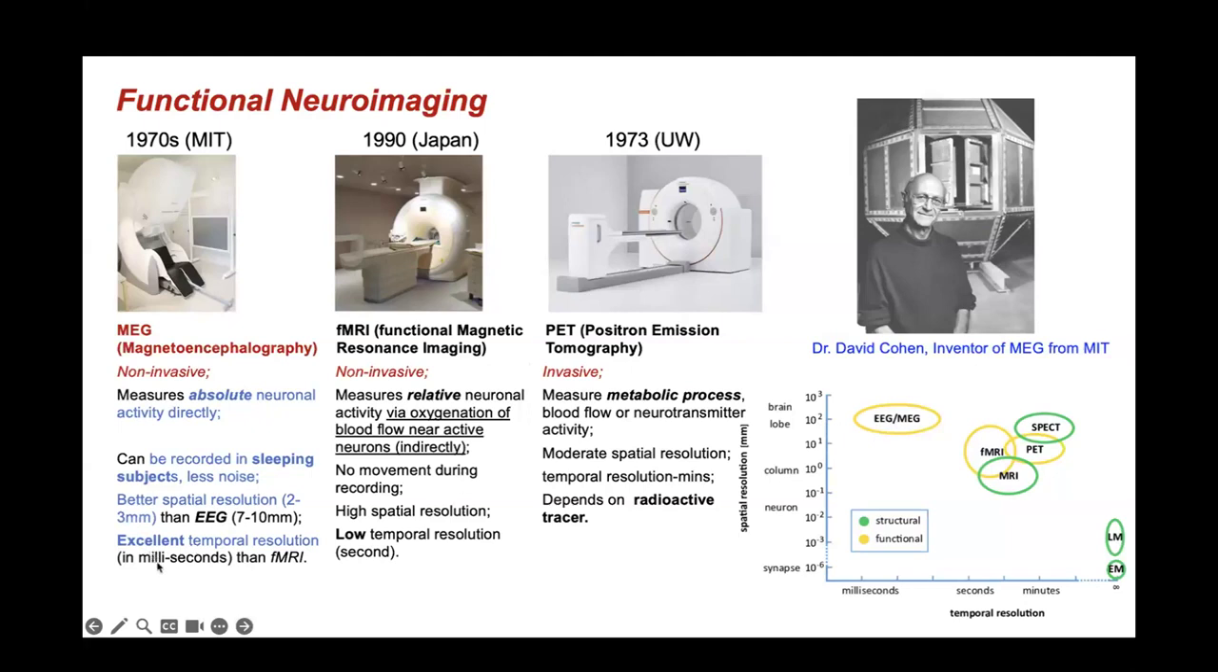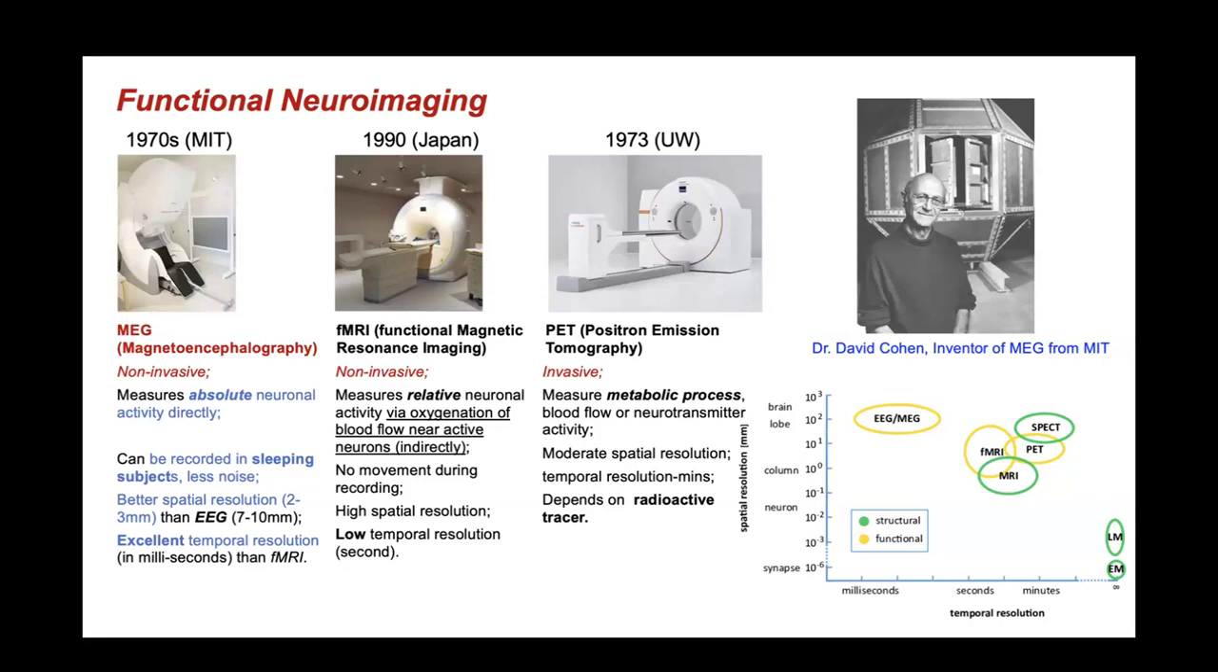MEG is actually very excellent in temporal resolution, in milliseconds, compared to functional MRI. It was invented by a professor at MIT in the 1970s. Another very important property of MEG neural imaging is that it can measure the absolute neural activity directly. Compared to that, functional MRI can only measure the relative neural activity, where the oxygen of blood flow near active neurons is measured, so this is indirectly measured.